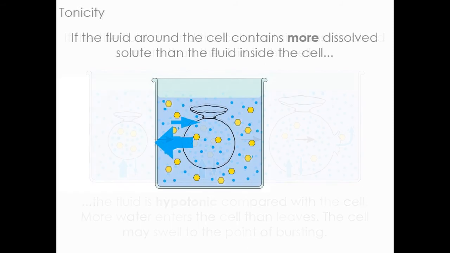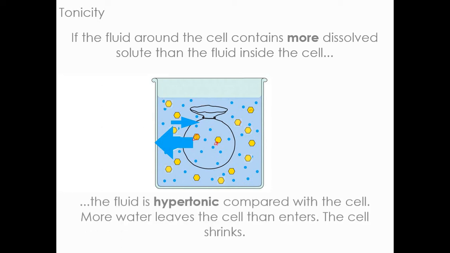If the fluid around the cell contains more dissolved solute than the solute inside the cell, then the fluid is hypertonic compared with the cell. So more water leaves the cell, and the cell will shrink.